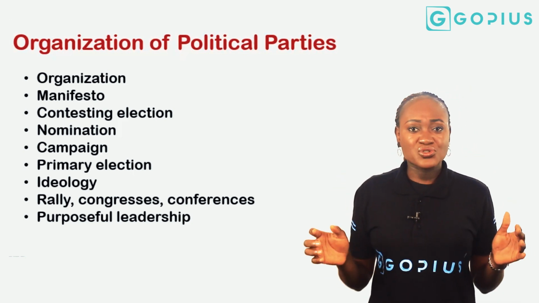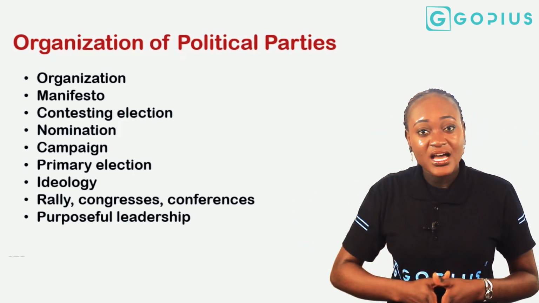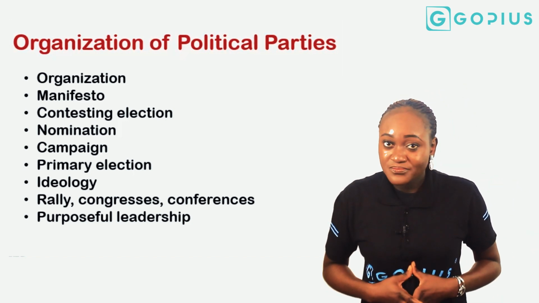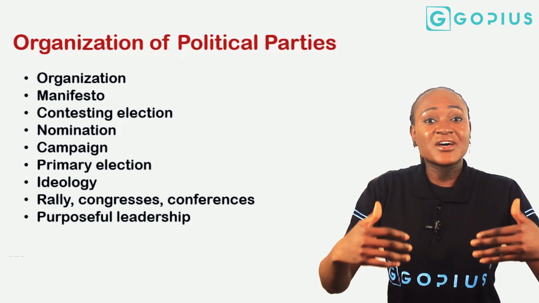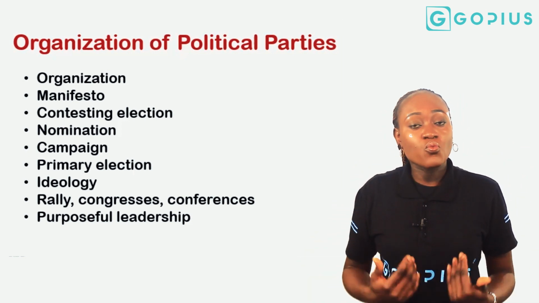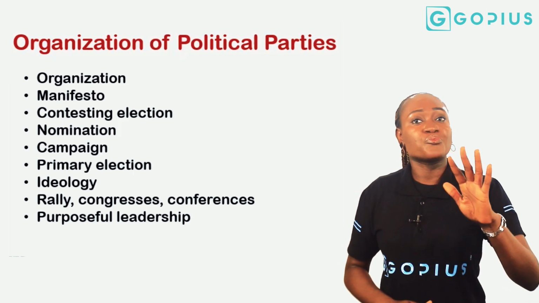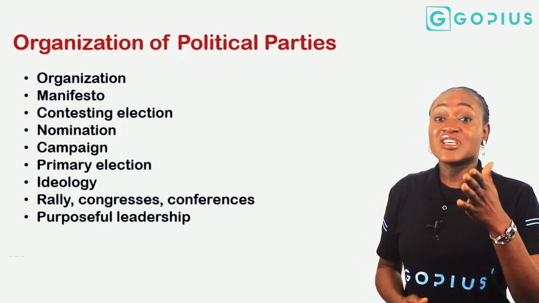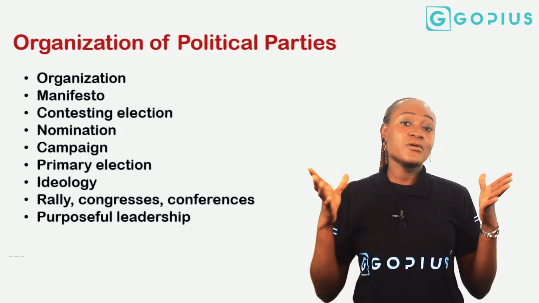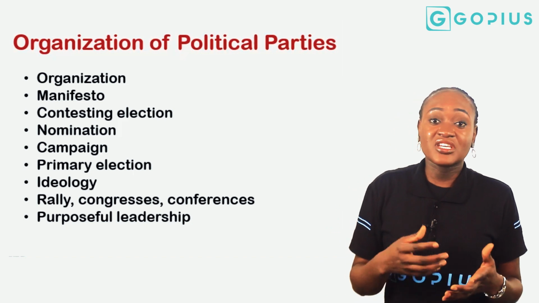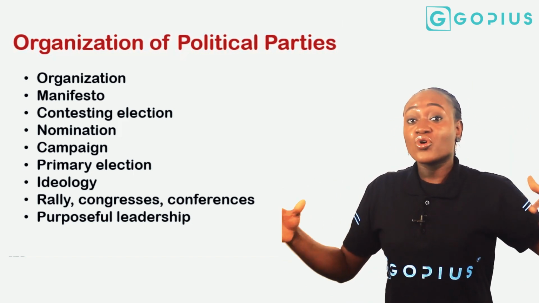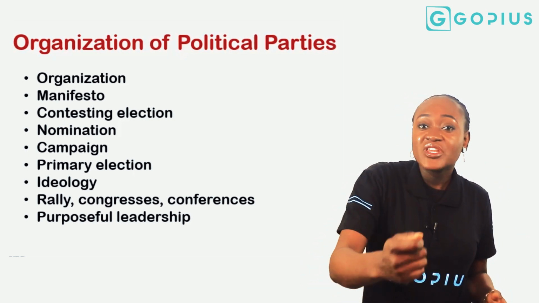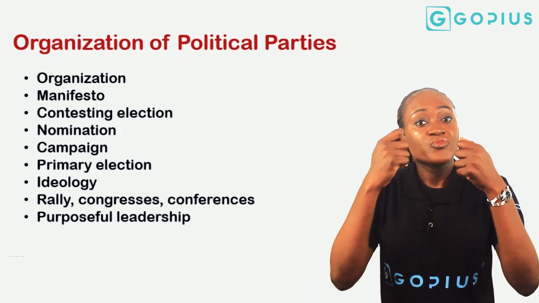One is the organization. So it's a team of people. They come together with a same aim and objective, and they have a manifesto. That's a document or a paper that reads out their intentions, what they would want to do when they get into power. And of course, basically what they do is contest election, because that is the way they get into office.